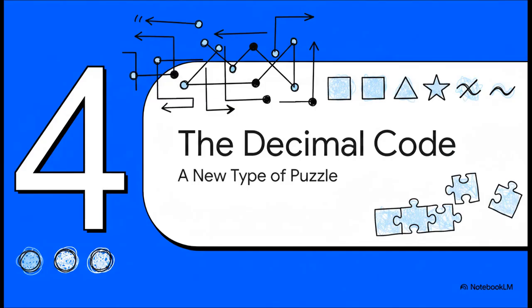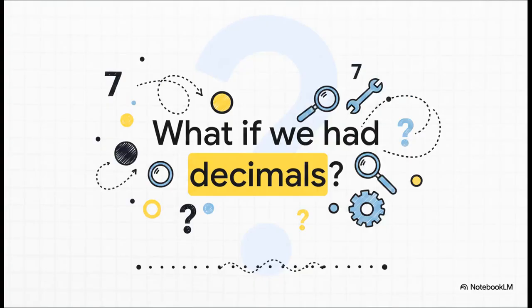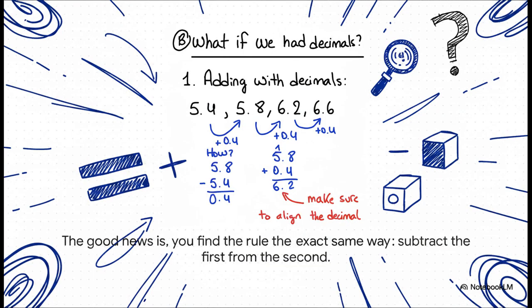Okay, deep breath. We've cracked fractions. We've cracked mixed numbers. Now for our final challenge, a whole new type of puzzle called the decimal code. So, what if our sequence looks like this, full of all those little decimal points? Do we need a whole new set of tools? A new master key? Here's the good news. You don't need any new tools. Our master technique still works perfectly.